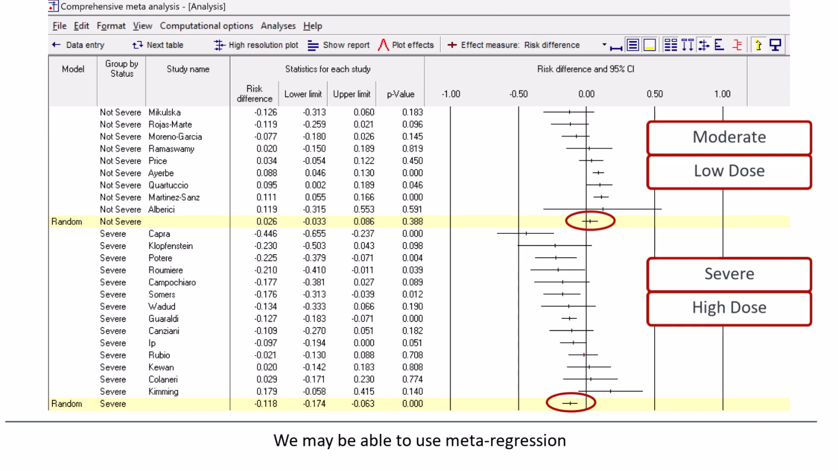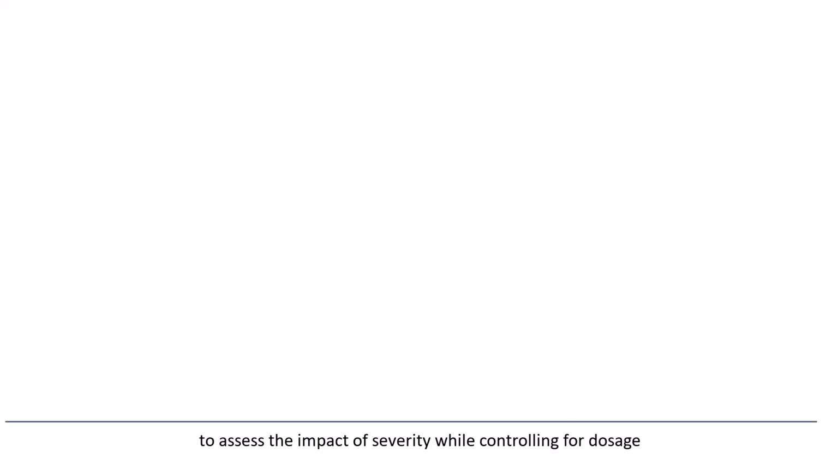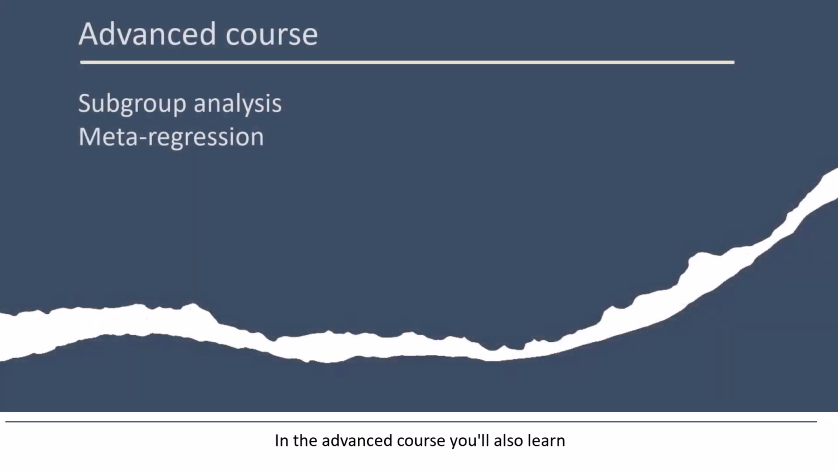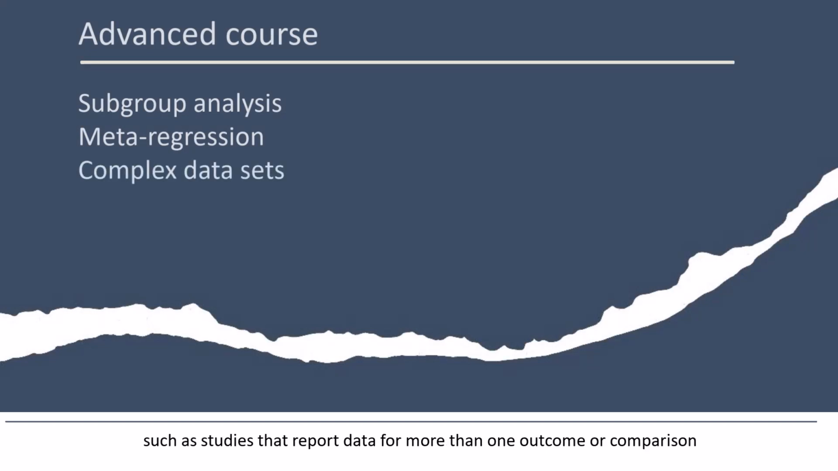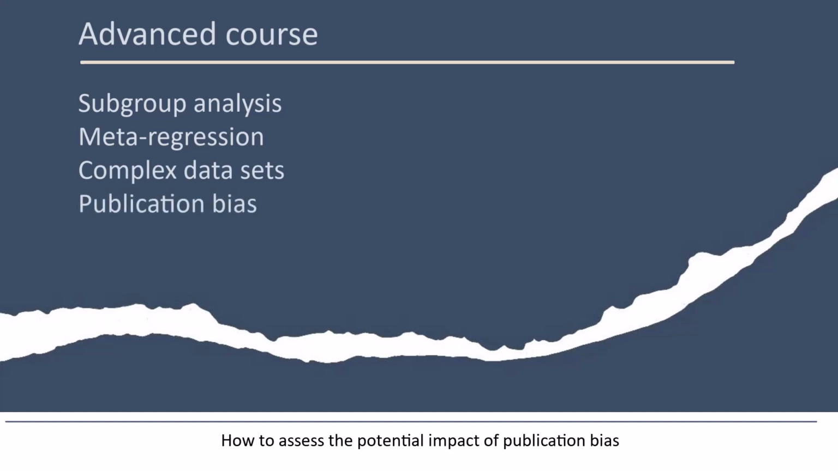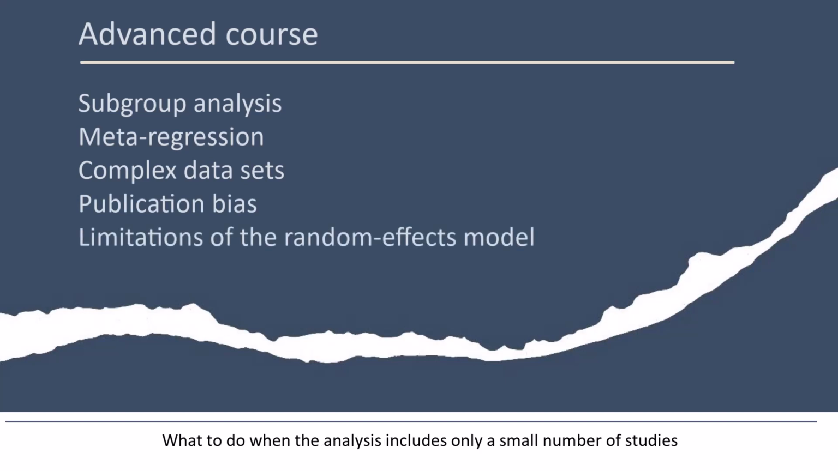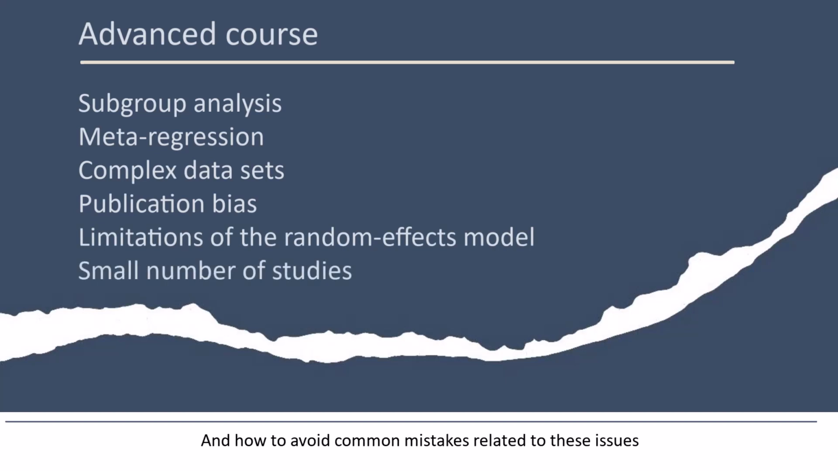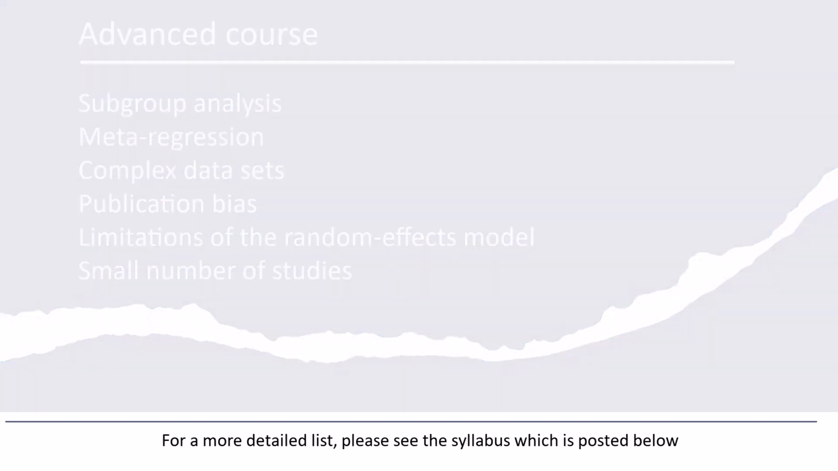We may be able to use meta-regression to assess the impact of severity while controlling for dosage. In the advanced course, you'll also learn how to work with complex data sets, such as studies that report data for more than one outcome or comparison, how to assess the potential impact of publication bias, to understand the limitations of the random effects model, what to do when the analysis includes only a small number of studies, and how to avoid common mistakes related to these issues. For a more detailed list, please see the syllabus, which is posted below.